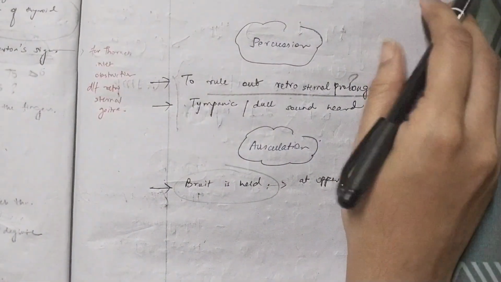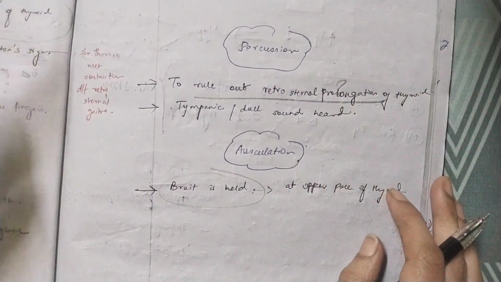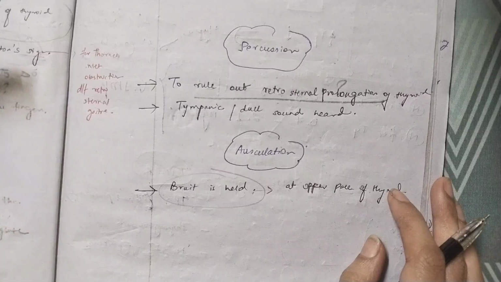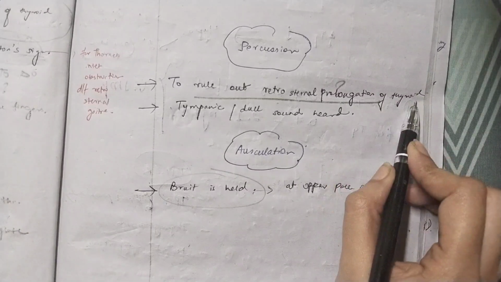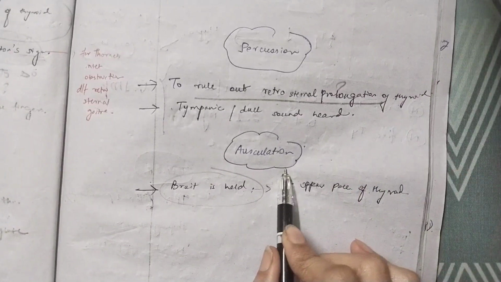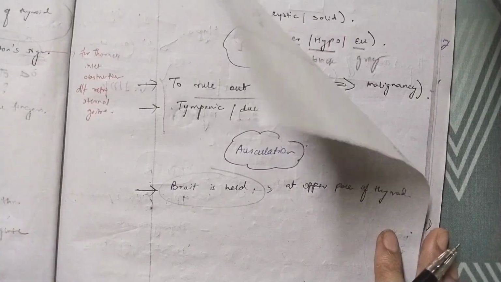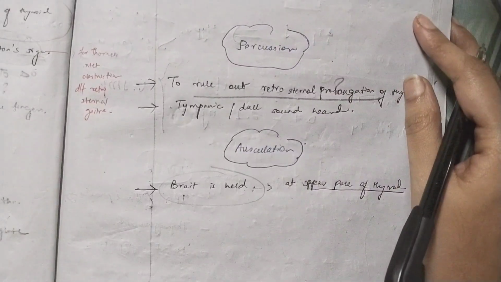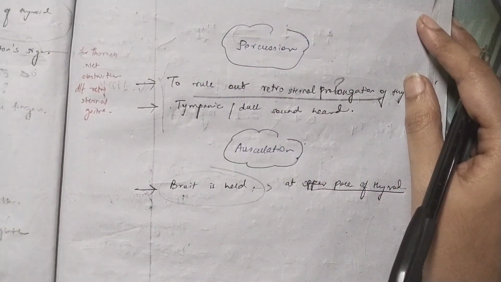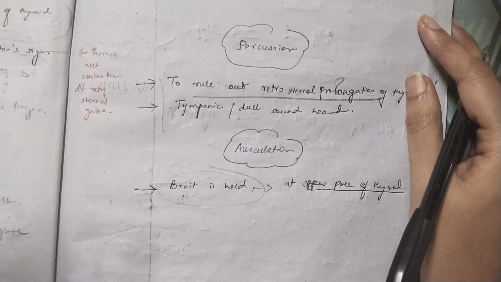Lastly, percussion and auscultation. In percussion, we will start percussing from the lower border up and then go above. If a dull note is seen, then that means a retrosternal prolongation of the thyroid is present. And in auscultation, you have to hear for bruit sounds. Keep the bell of the stethoscope on the swelling, basically at the upper pole of the thyroid, and listen for any bruit if present. So this was inspection, palpation, percussion, and auscultation.